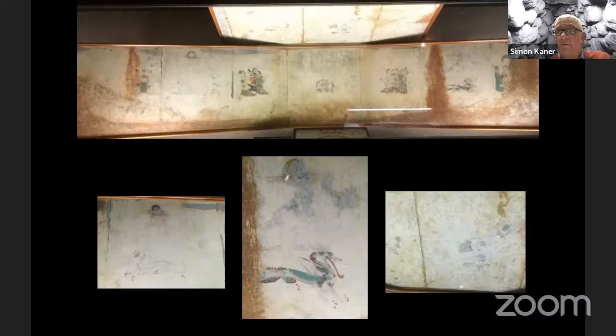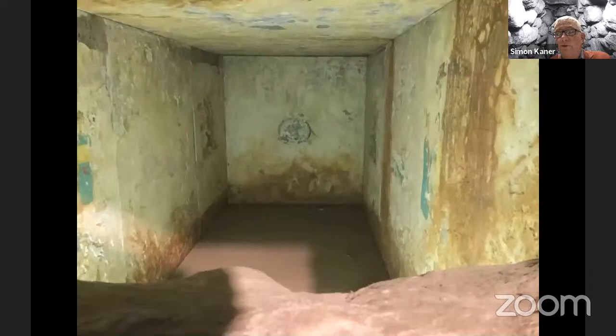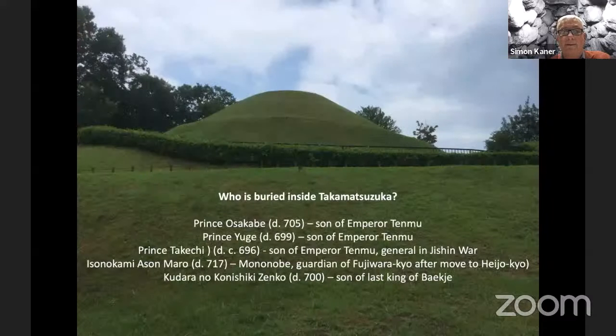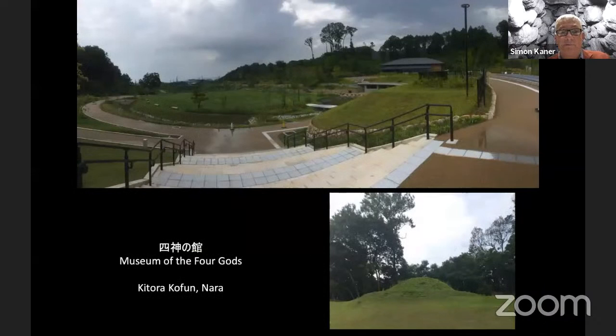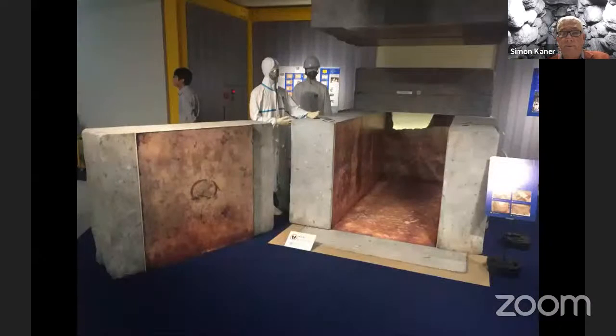These are late, about the same period as Fujinoki, where we started. They've got Chinese-style Taoist directional deities on the inside. There's a lot of argument about who from those historical sources is buried in these tombs. Same thing at a more recent discovery at Kitora Kofun, also in Nara, very close by. And you can see the scale of these burial mounds, now extensively restored by the Nara National Institute for Cultural Properties.